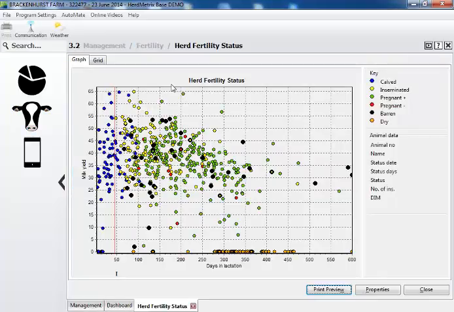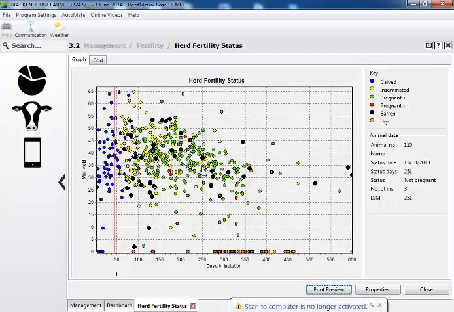This is a simple graph that just gives us an overview of the status of all the cows, but importantly, we can also see the milk yield. So the red line is our voluntary waiting period. That's why we have the fresh calvers. We then start serving the cows, and then hopefully the green denotes that the service was successful.